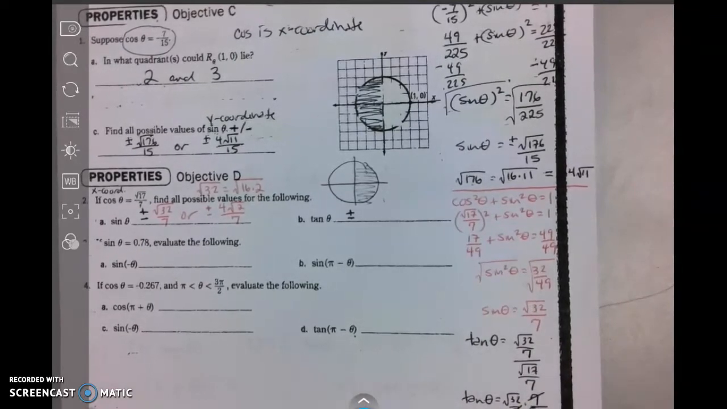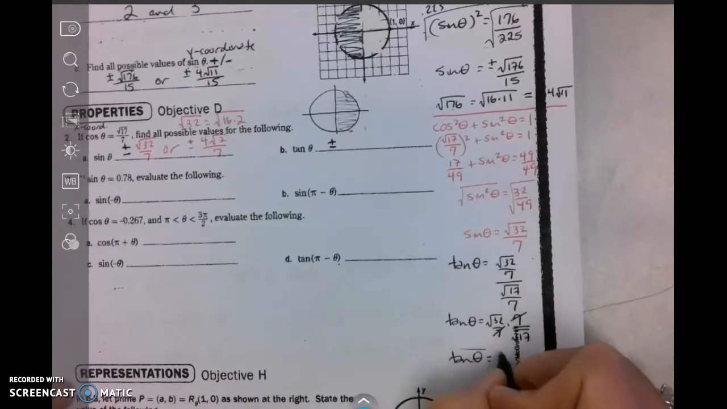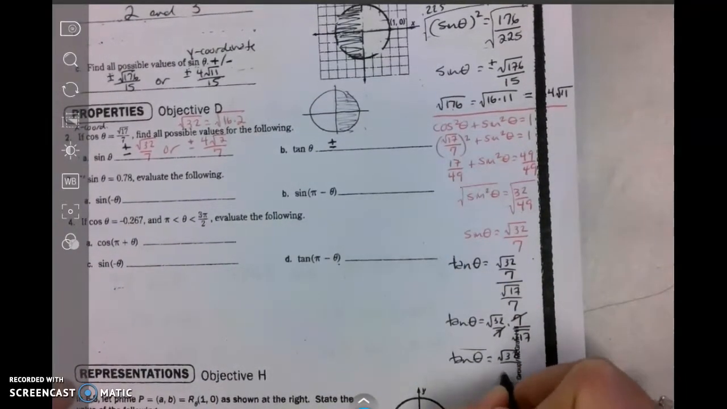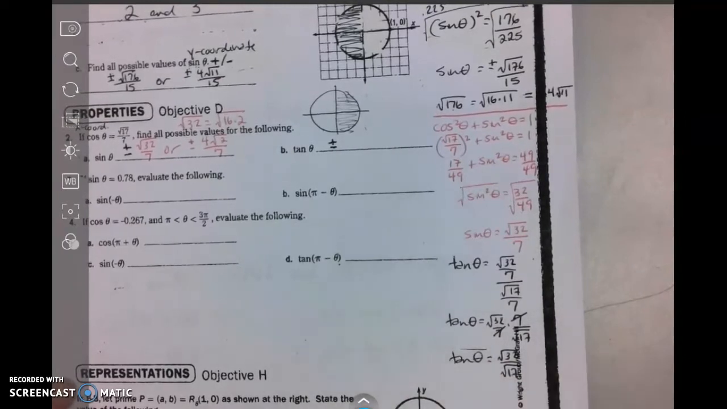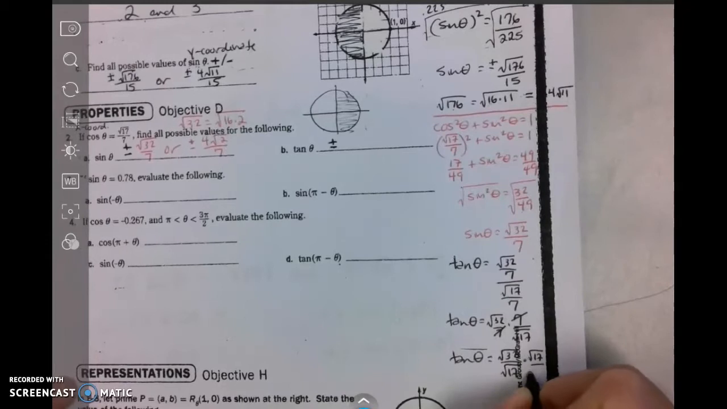The 7's cancel, and I get tangent of theta equals plus or minus, and I don't need to worry about that yet, square root of 32 over square root of 17. I can't leave it like that. I need to rationalize my denominator. So I multiply by square root of 17 over square root of 17.